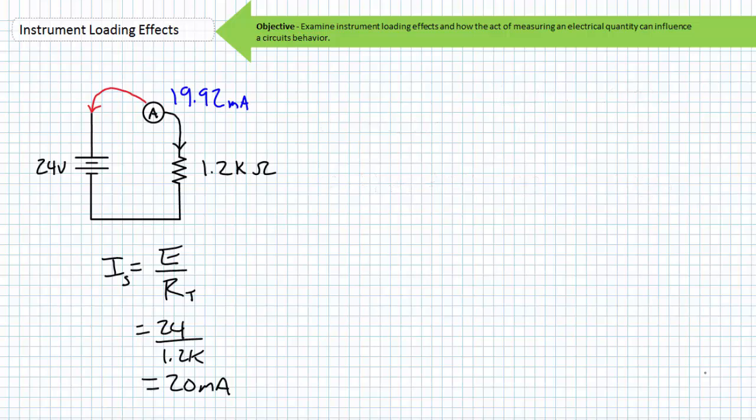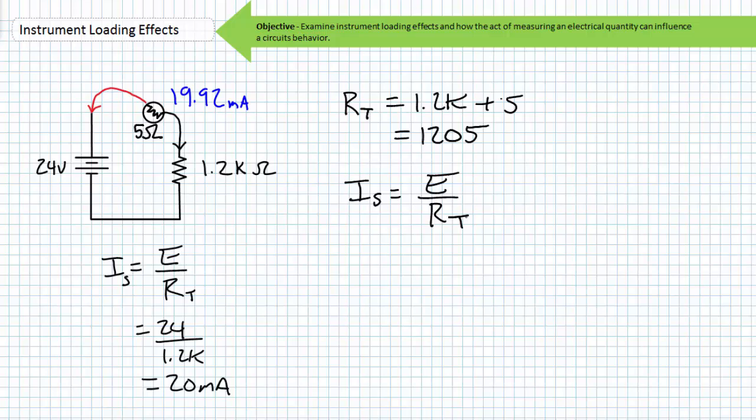Ohm's law states that an ideal 24 volt source supplying an ideal 1.2 kilo ohm resistor would supply 20 milliamperes of current. Now consider an ammeter with 5 ohms of internal resistance placed in series with this 1.2 kilo ohm resistor. The source is no longer seeing 1.2 kilo ohms of resistance, but rather 1.2K plus 5, or 1,205 ohms of resistance. Ohm's law states that current is equal to the voltage divided by total resistance. Substituting in the necessary values, we find the ammeter is experiencing approximately only 19.92 milliamperes of current.